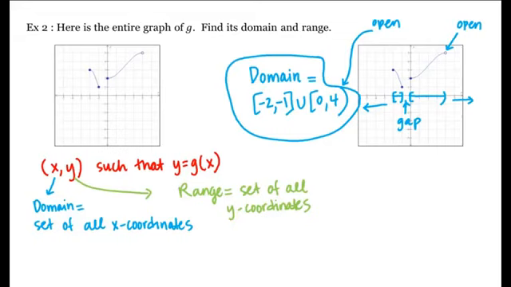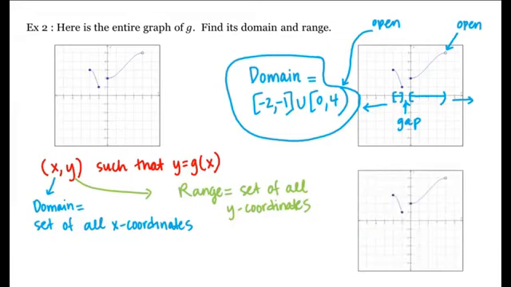Now what about the range? Again, looking at our graph, remember the range is the set of all possible y-coordinates of points on our graph. Again, thinking of projecting this graph onto the y-axis will give us this interval here. That is, the range is equal to the interval from 1 up to 5. And we're not including 5 here because 5 is not the y-coordinate of any point on our graph.